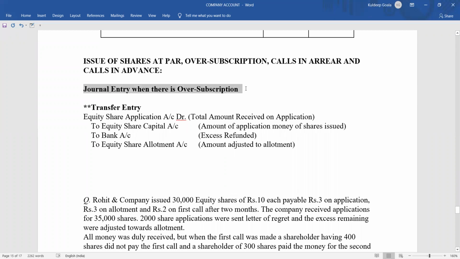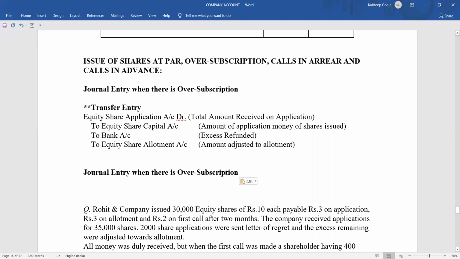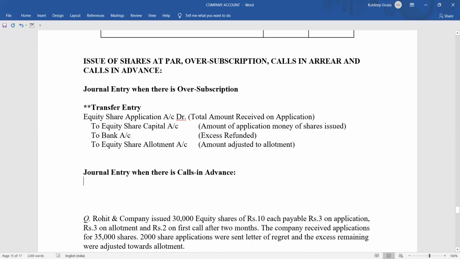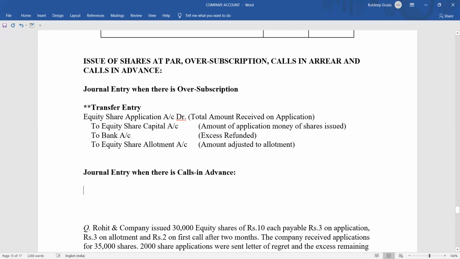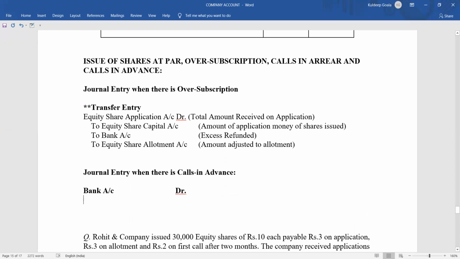Journal entry for calls in advance. When there is calls in advance, अगर calls in advance होता है तो क्या journal entry होगा? ठीक है, उसके केस में journal entry क्या होगा? सिंपल, जो अमाउंट रहेगा उसको बैंक अकाउंट डेबिट करना है, जो एडवांस आया है बैंक अकाउंट डेबिट. कंबाइन एंट्री भी कर सकते हैं हम लोग. बैंक अकाउंट डेबिट टू कॉल्स इन एडवांस.